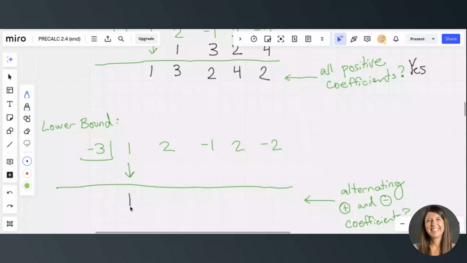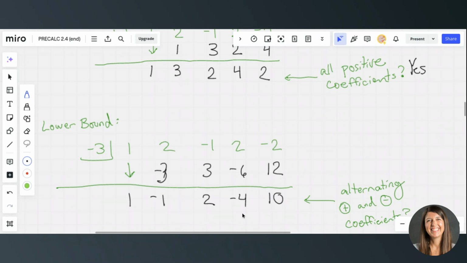So we're going to first bring down that 1. 1 times -3 is -3. 2 minus 3 is -1. -1 times -3 is 3. -1 plus 3 is 2. 2 times -3 is -6. Hold on, did I do something wrong? Oh, no, that's right, okay. 2 plus -6 is -4. -4 times -3 is positive 12. -2 plus 12 is 10.